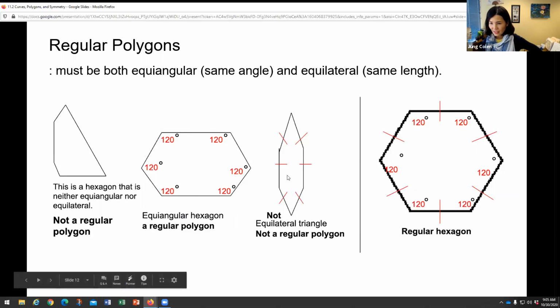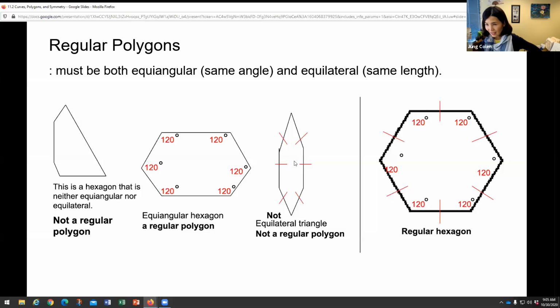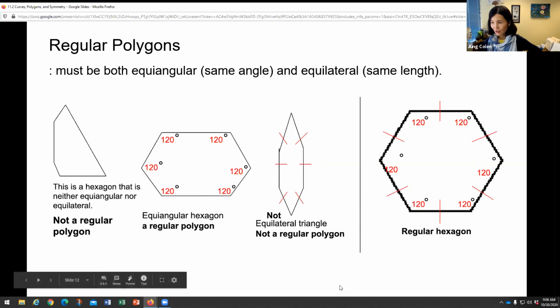How about this one? It's not equilateral or equiangular. Well, it says these lengths are all equal. So it is equilateral. Oh, this is wrong. I need to change that, right? Equilateral, but the angles are not the same because this is smaller than this. Not equiangular. So we need to say it is equilateral, but not equiangular. So it is not a regular polygon.